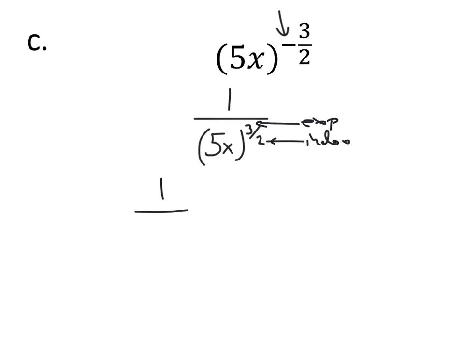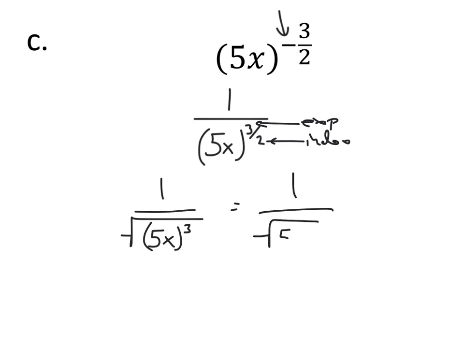So it's 1 over the square root of 5x to the third, or you can also write it as 1 over the square root of 5x, all to the third. Those two are equivalent. It doesn't really matter which way you look at it. Sometimes one way is more useful than the other way.